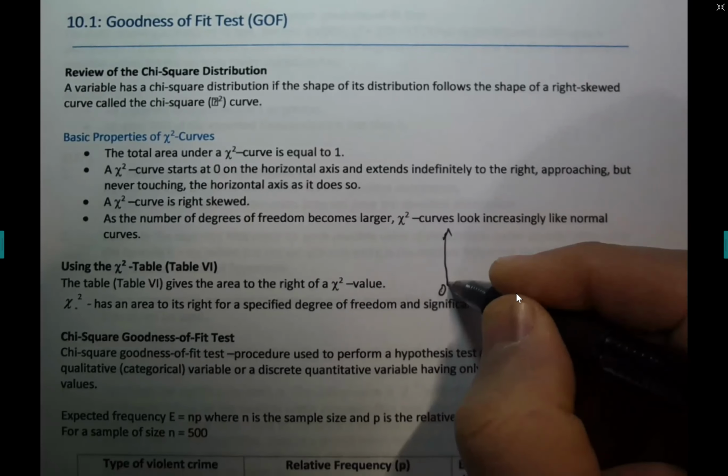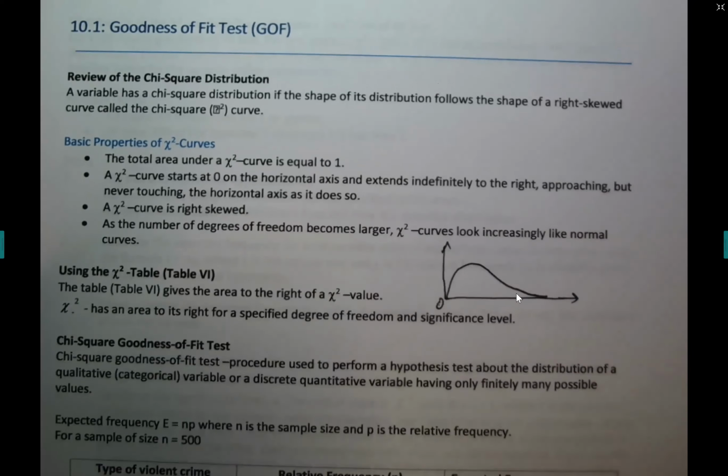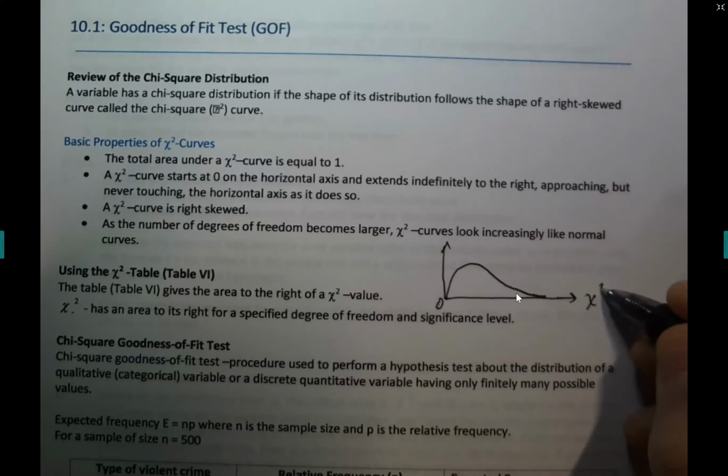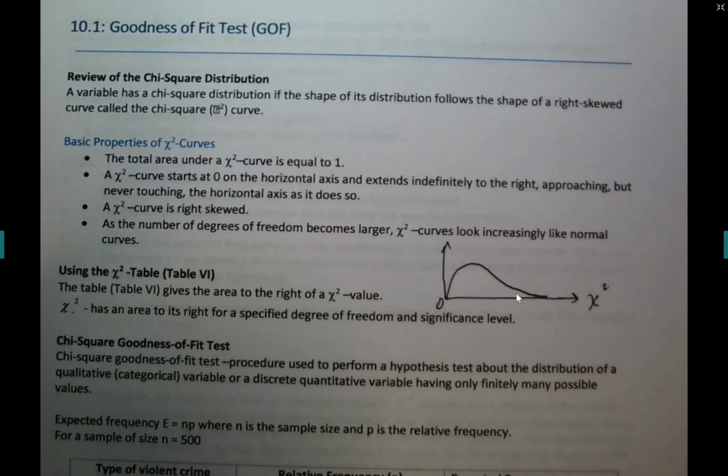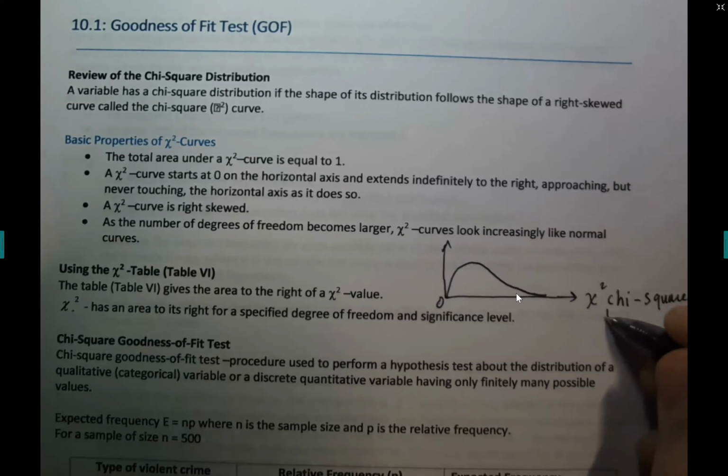It starts at 0, it's always positive, it's skewed to the right. It's a family of curves. It will change with the degrees of freedom, with the size of the sample. So this is the distribution. It's not the bell-shaped distribution that you are used to. It's called the chi-square. We write it like this, chi-square distribution.